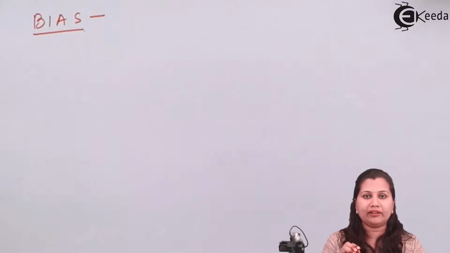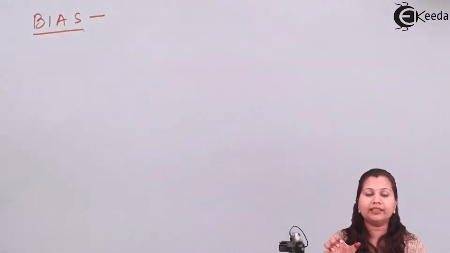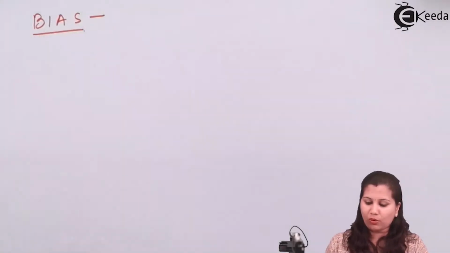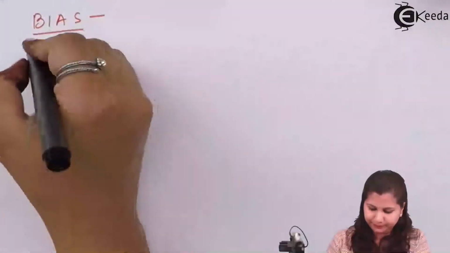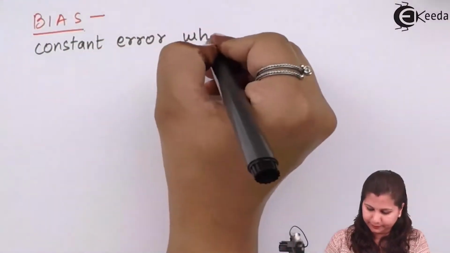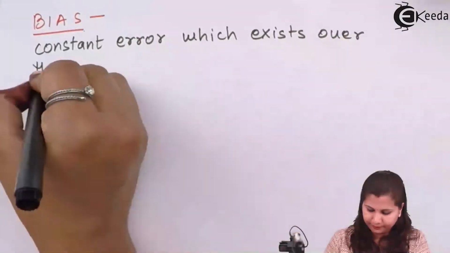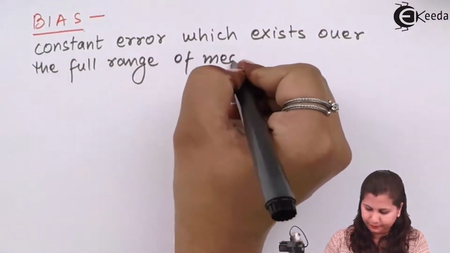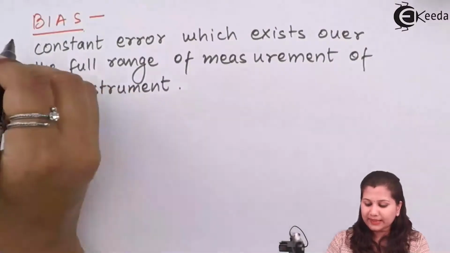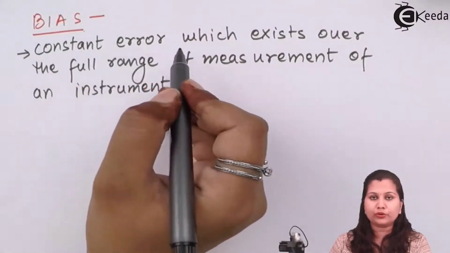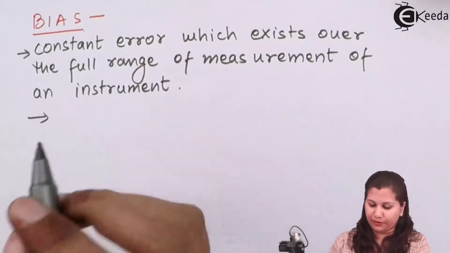It means there is a constant error which exists with the weighing machine, and that error is 0.02 grams. So whenever we are measuring the weight of any quantity, 0.02 grams of weight is added to the weight of that quantity. So bias is called the constant error which exists throughout the operation of the instrument. As we are saying that bias is also a type of error, this error can be eliminated through calibration.